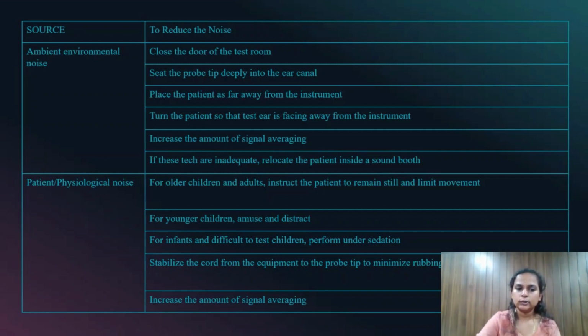To reduce physiological noise, for older children and adults, instruct them to sit still and limit movement. For younger children, amuse and distract them. For infants and children who are difficult to test, perform under sedation. Stabilize the cord from the equipment to the probe tip to minimize rubbing on the table or chair. Increase the amount of signal averaging.